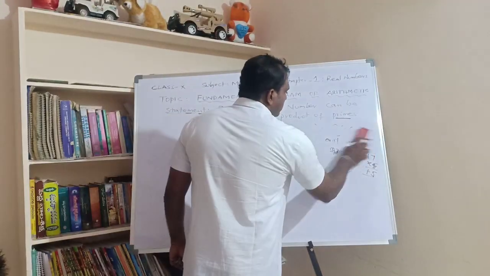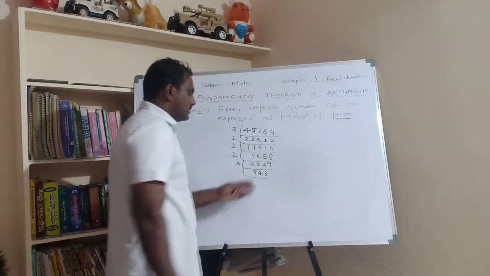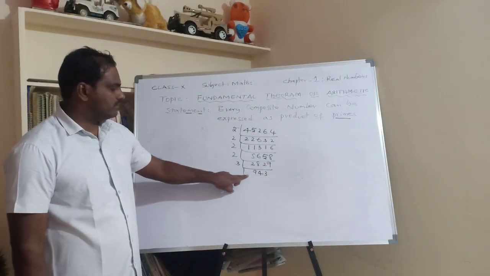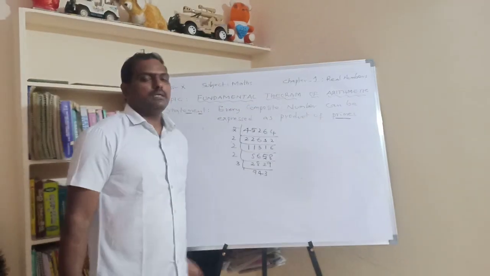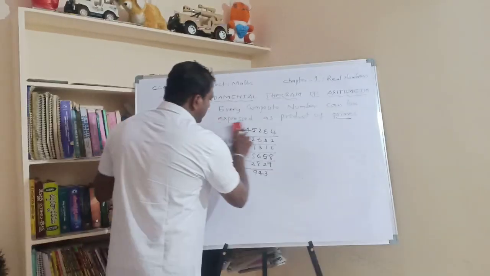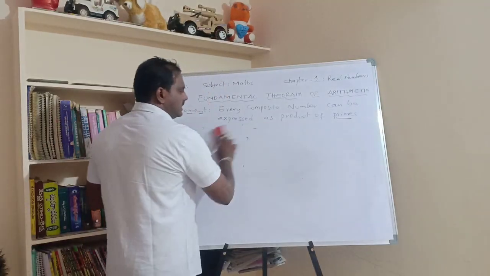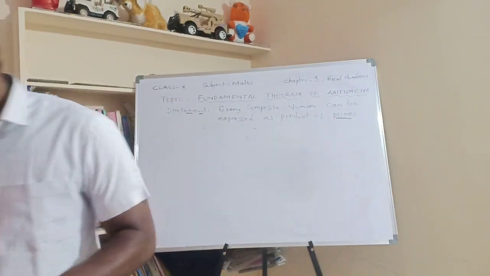So like this you have to check all the possibilities. If nothing divides it, then whatever the last number we got, we can decide that it is also a prime number. Because what is a prime number? Any number which is divisible by one and itself. So like this we can do in this pattern. Now we'll take one more example from your textbook.